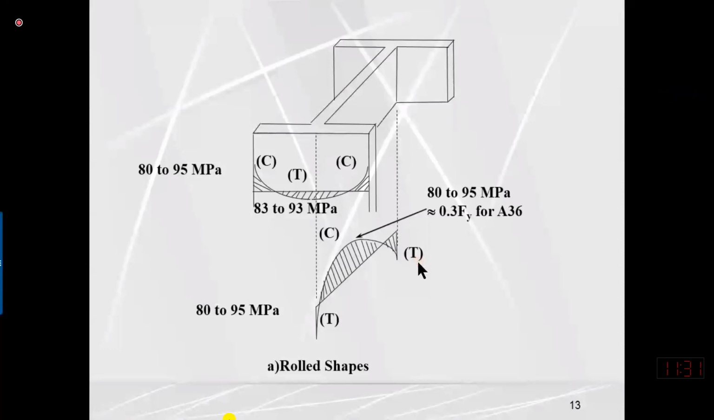It means that some portion of the flange and some portion of the web are already subjected to compressive stresses, which are 30% of yield stress. So if they are already subjected to 30% of yield stress, they only have 70% reserve capacity. So residual stresses affect only the capacity in compression.